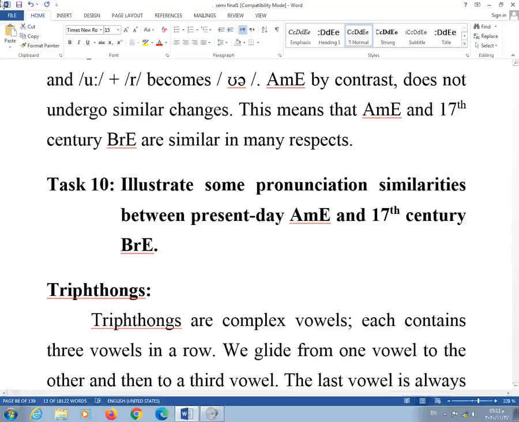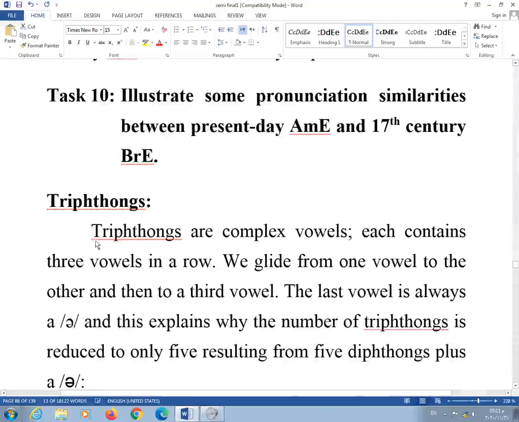Okay. Finally, we have a last group of sounds which are called triphthongs. Tri means three, and phthong means sounds. That is, three sounds in one. Triphthongs are complex vowels. Each contains three vowels in a row. In each triphthong there are three vowels. We glide from one vowel to the other and then to a third.